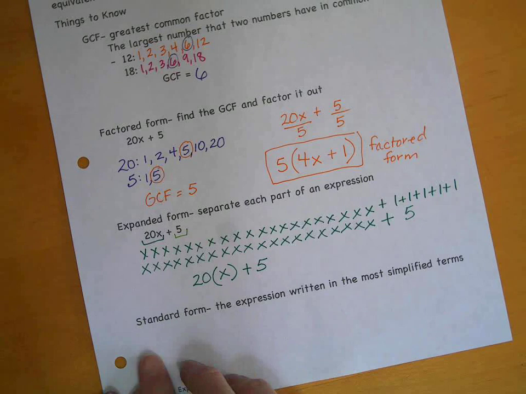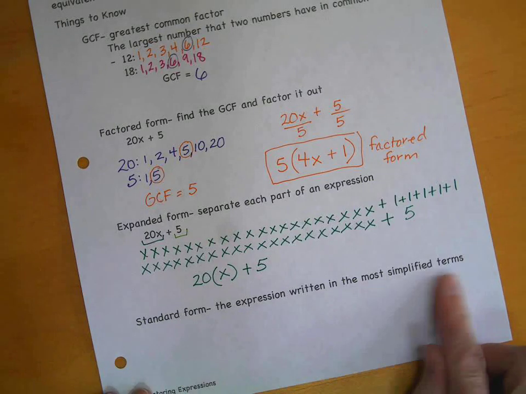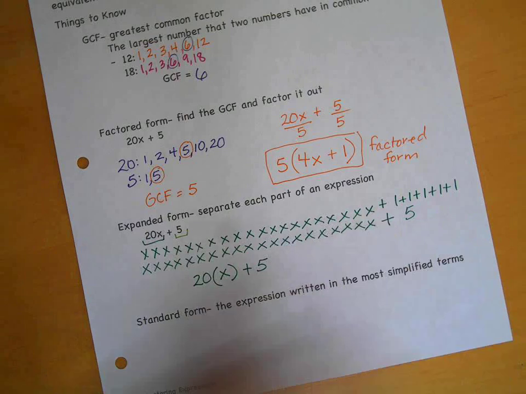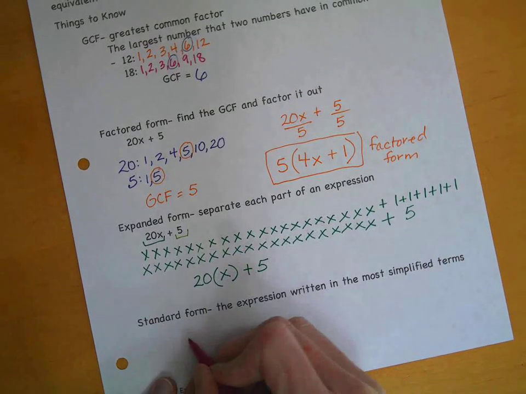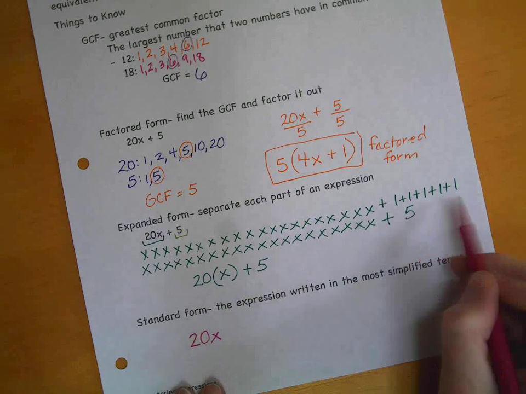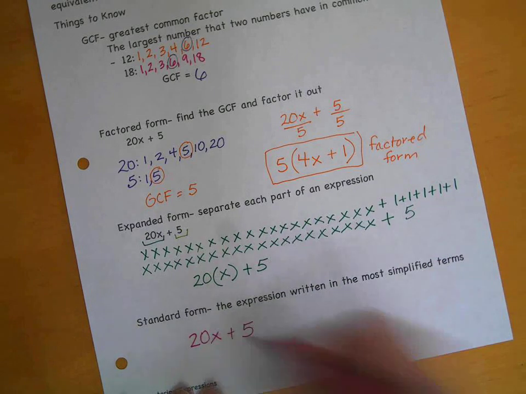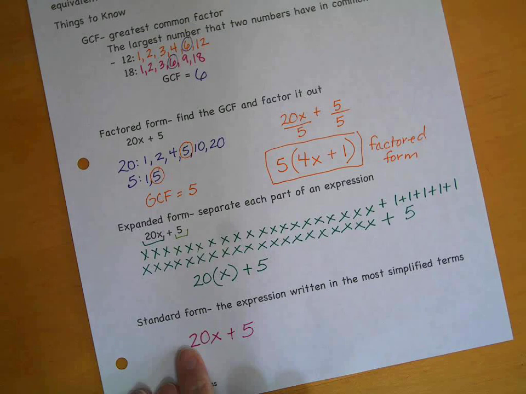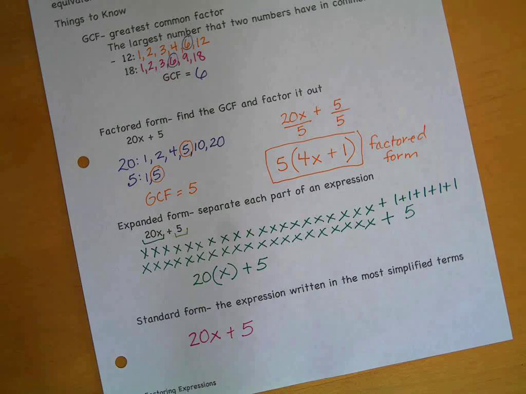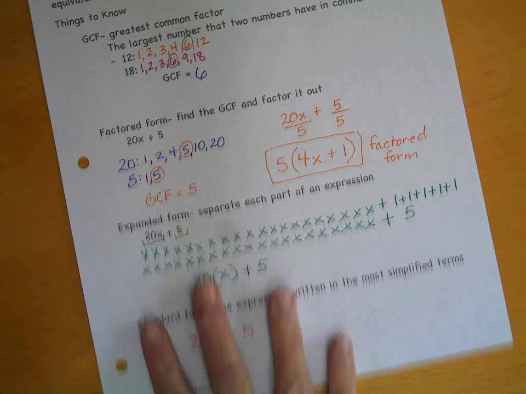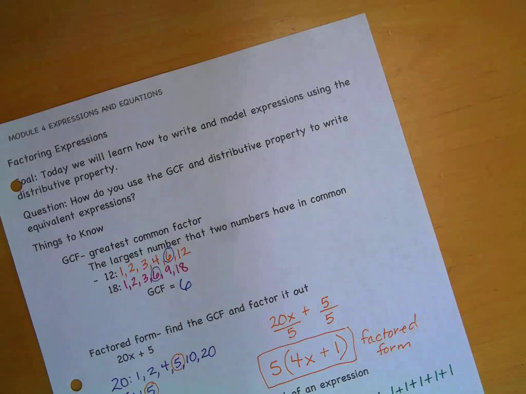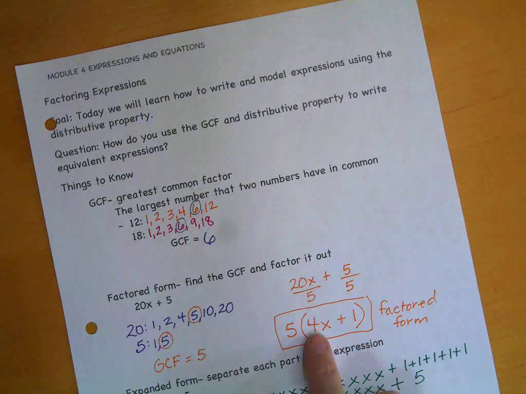You're taking it out of standard form and you're spreading everything that you've got out, okay? All right, and then standard form is the expression written in the most simplified terms. So how many x's do you see? I see 20 x's, so I would write 20 x's. How many ones do you see? I see 5 ones, and so my standard form would be 20x plus 5 because that's the most simplified way that we can write it. You need to remember that standard form typically means the expression is written in the most concise, simplified way that it can.